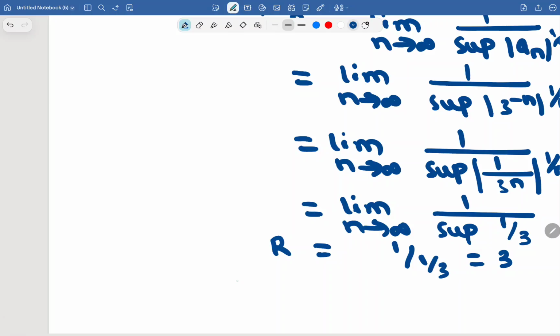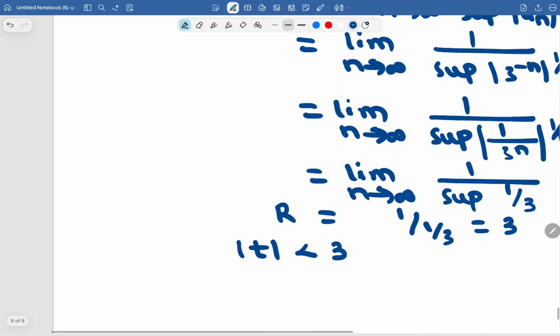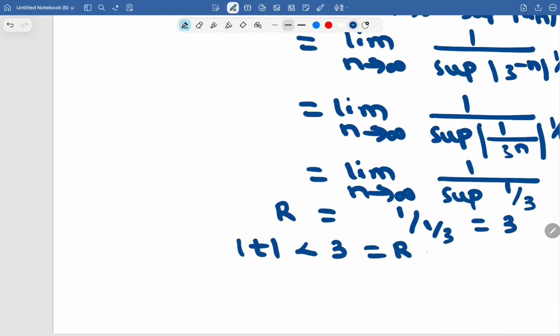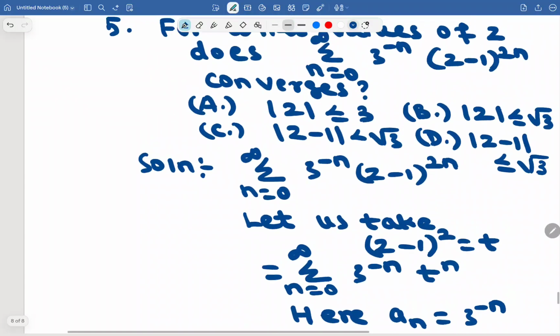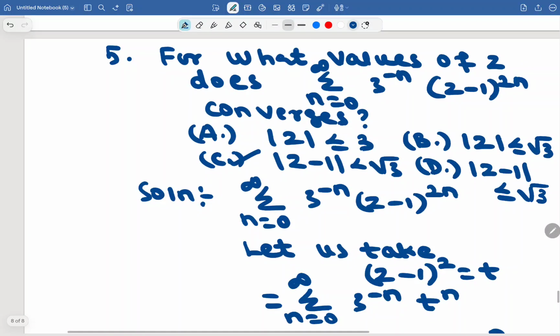The series will converge for modulus of t less than 3, where 3 is r, the radius of convergence. What is t? Modulus of (z minus 1) whole square less than 3, which implies modulus of z minus 1 less than root 3. For this problem, option C is the correct one.